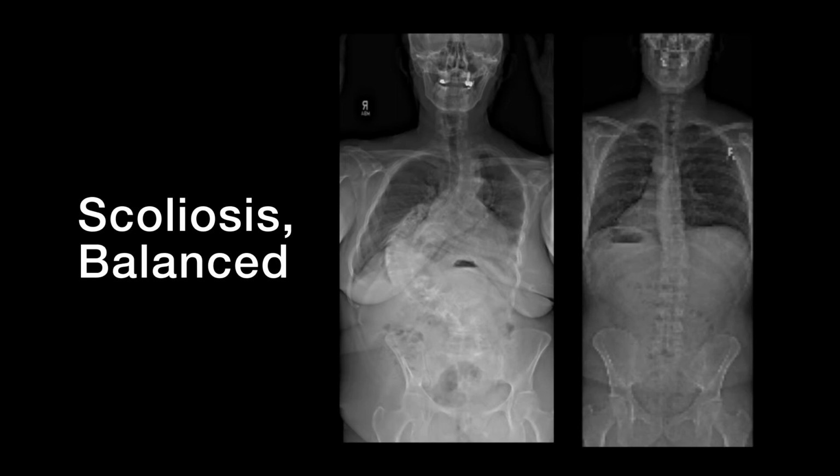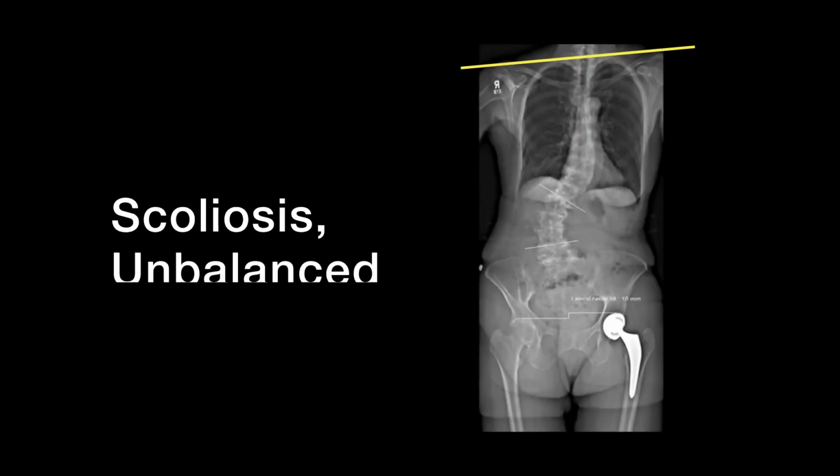Scoliosis is an example of abnormal curvature where the spine should be straight. On the left is a patient with a spine that curves from left to right when it should be straight. This is a well-balanced curve in that this patient has shoulders that are still square over her hips and her shoulders are nearly level. Alternatively, you can have an unbalanced curve with tilted shoulders or an offset, as you can see here.